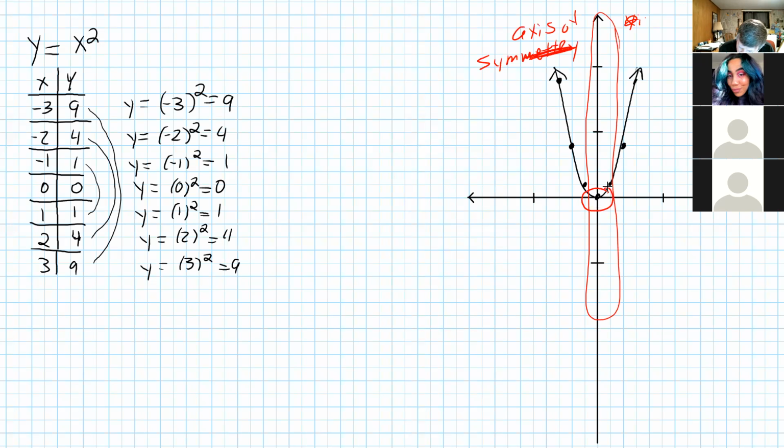This point, which is the low point on this particular graph, is called the vertex. And we say that this thing opens upwards, okay? It's almost like it makes a cup that would hold water. All right, any questions about that?